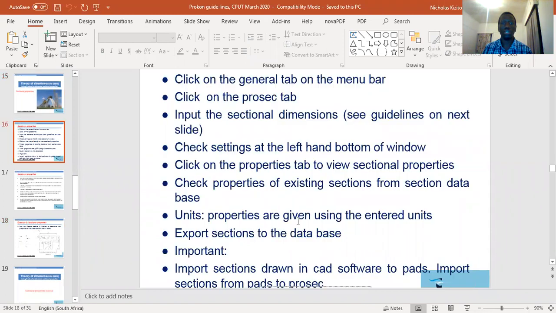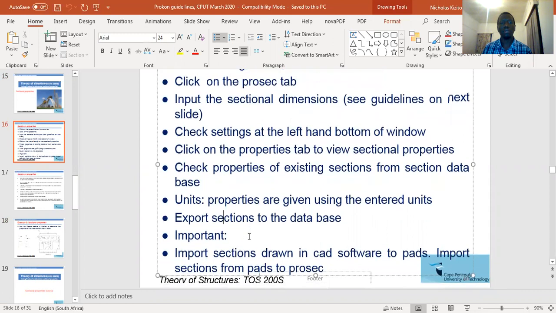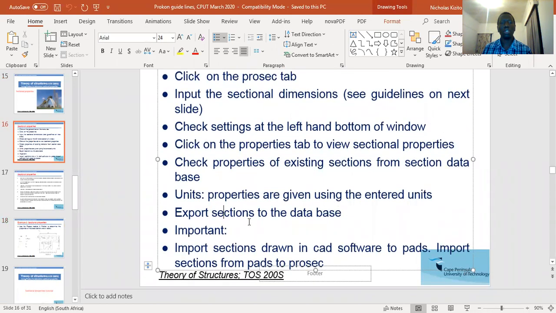Yeah, the units, I've talked about the units. Oh yeah, okay. Basically, you can export sections to the database. You can export these sections that you've determined. You can save the section. If you determine the section properties of a polygon, you can export it to the database so that you can begin using that section in design.